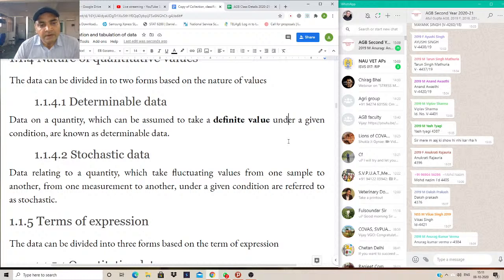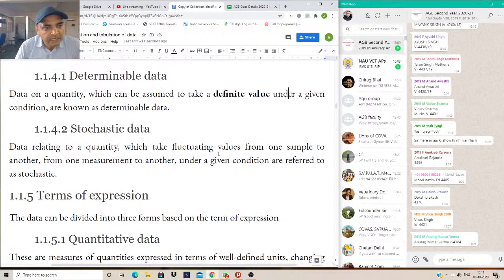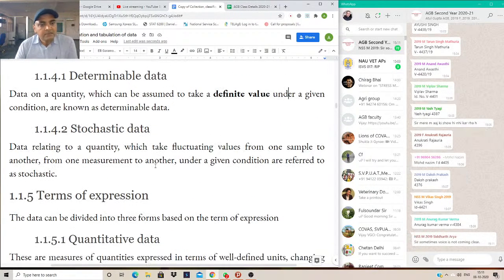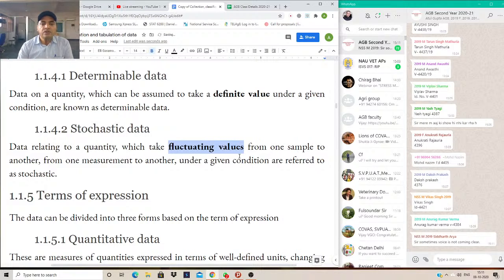Say for example, the gravitational constant, 9.8 meters per second squared. So like that, determinable data have a definite value. What is stochastic data? Stochastic data is the one which takes fluctuating values, that is, whenever you measure them from one individual to another, and this is the most common type of data available in the population.